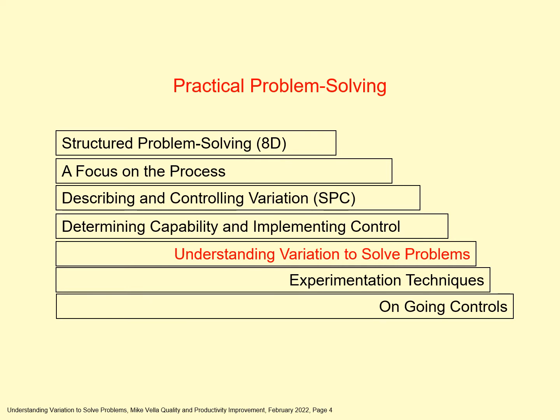There are 7 modules in our practical problem solving toolkit. Structured problem solving, that's the 8D method. A focus on the process. Describing and controlling variation, that's using statistical process control. Determining capability and implementing control. The one we're discussing now, understanding variation to solve problems. And then on to experimental techniques and ongoing control.